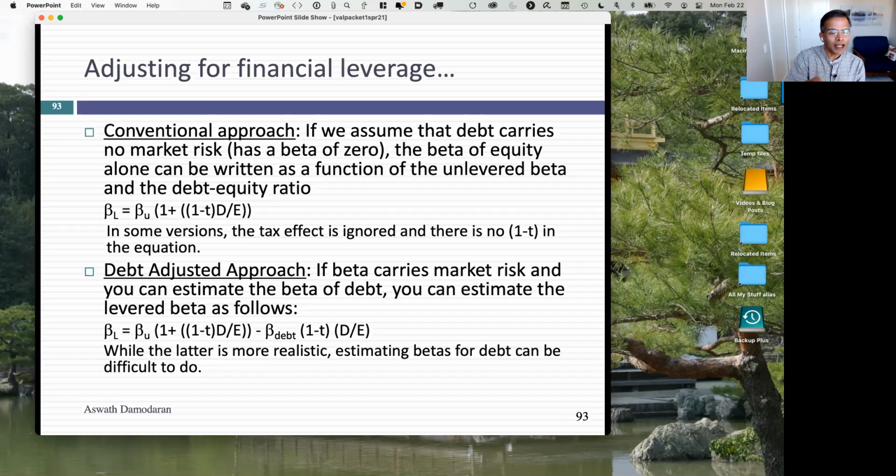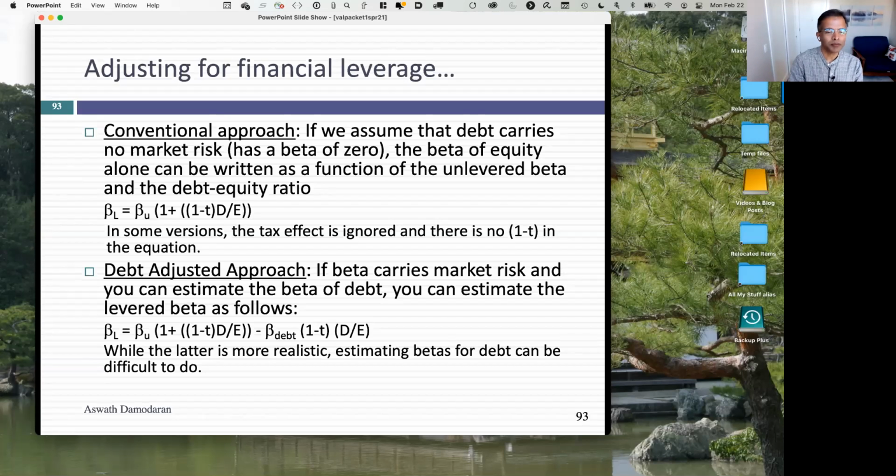And to the extent that taxes buffer the impact of debt by making interest expenses tax deductible, you multiply the debt to equity by one minus the tax rate. So this is a classic levered beta equation. This is what you saw in my corporate finance class. This is what you will see in most spreadsheets and most valuations.